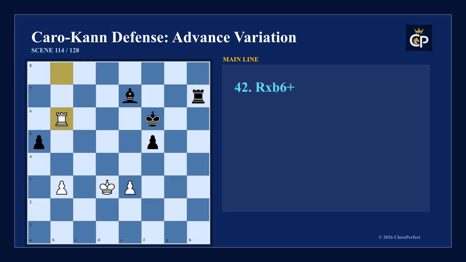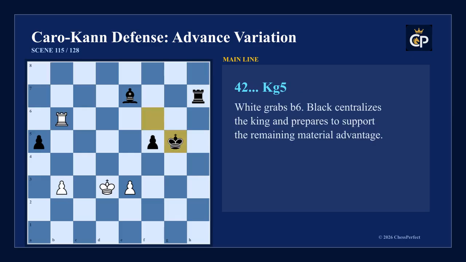Rook takes b6, check. King g5. White grabs b6. Black centralizes the king and prepares to support the remaining material advantage.